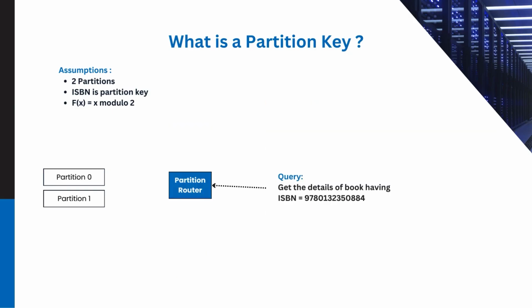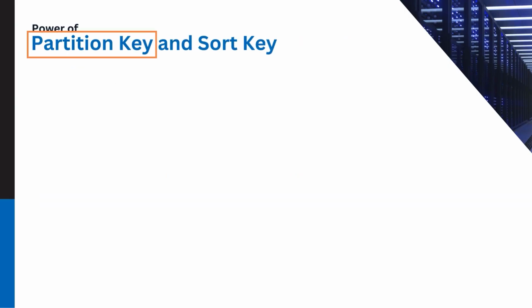Let's say we are querying a book by its ISBN. The partition router calculates the function f(x) to determine which partition holds the book. Instead of searching the entire database, it targets just the right partition, making retrieval fast and efficient. That's the power of partitioning and the role of partition key. Now you know what a partition key is.